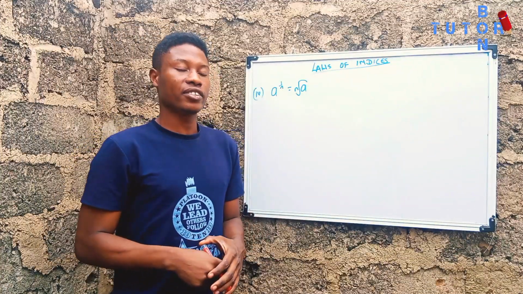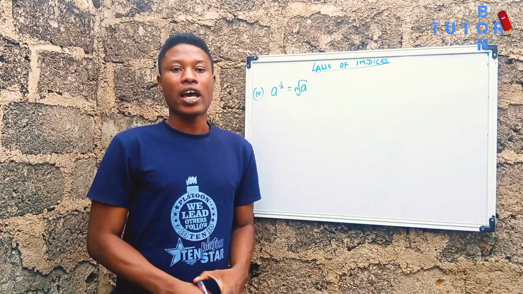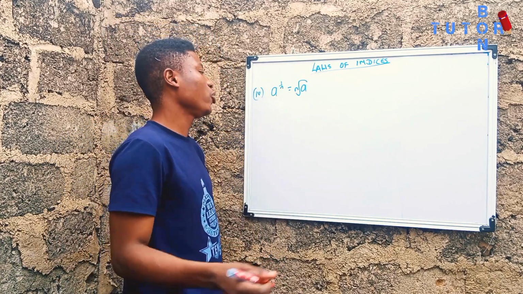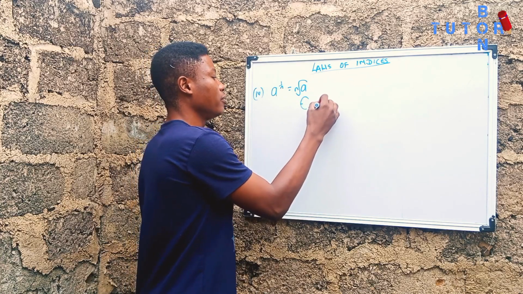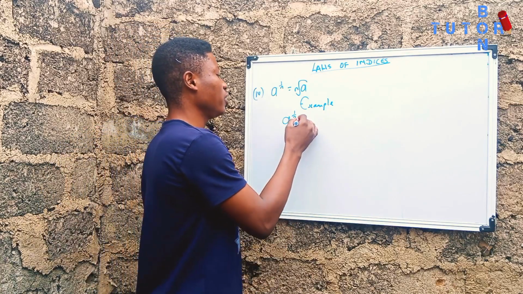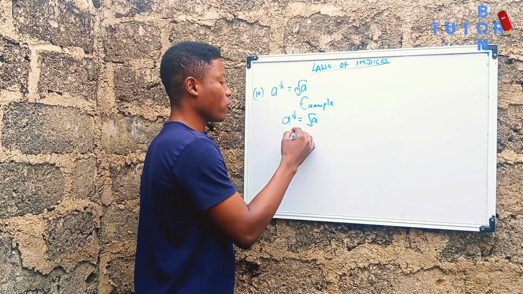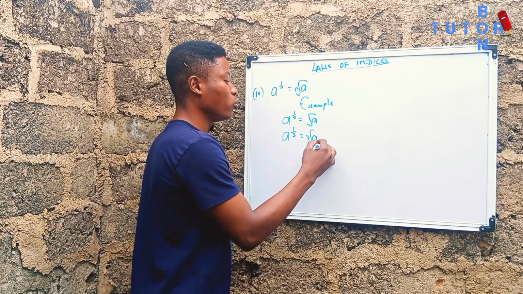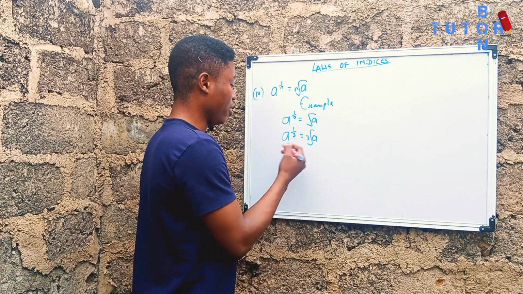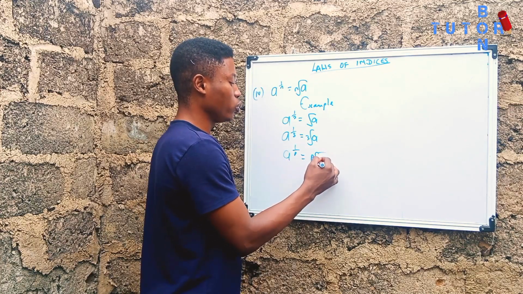The next law says a raised to power 1 over n is equal to the nth root of a. Let's say you have a raised to power 1 over 2. This is simply saying square root of a. If you have a raised to power 1 over 3, it simply means cube root of a. Can you see it's very simple? So you can just use any number. Let's say you have a raised to power 1 over p, then you know it is the pth root of a.